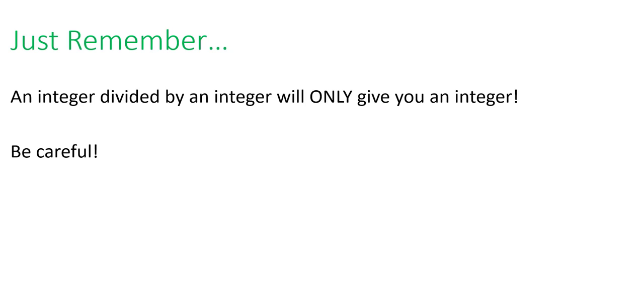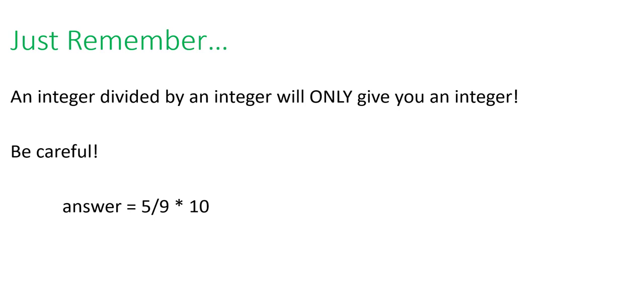So one thing I want you to remember, an integer divided by an integer will only give you an integer. So we have to be very careful. Let's take a look at this next problem. What if I said to take 5 divided by 9 multiplied by 10? Have an idea what the answer might be?